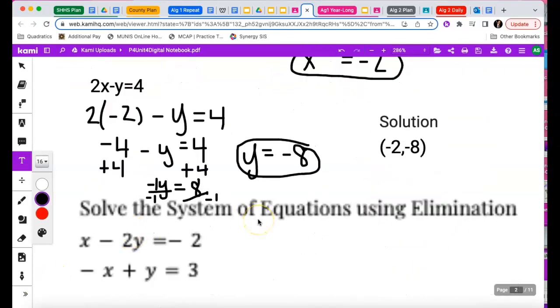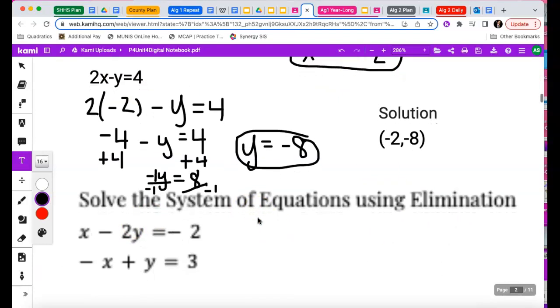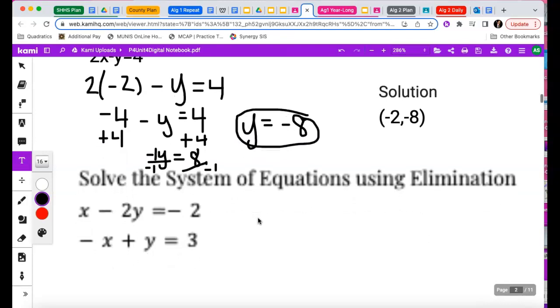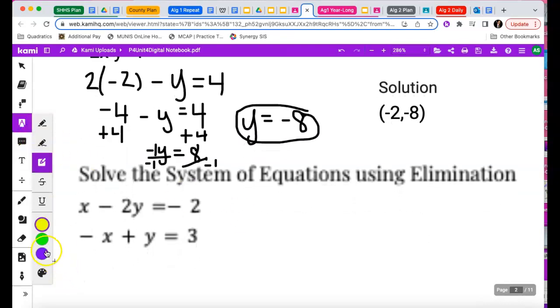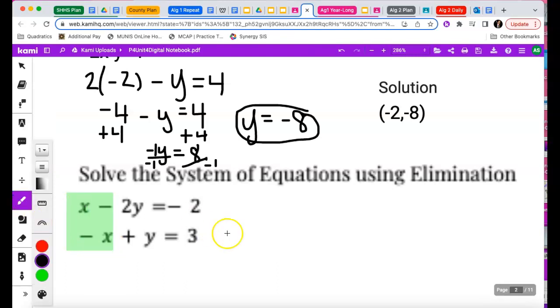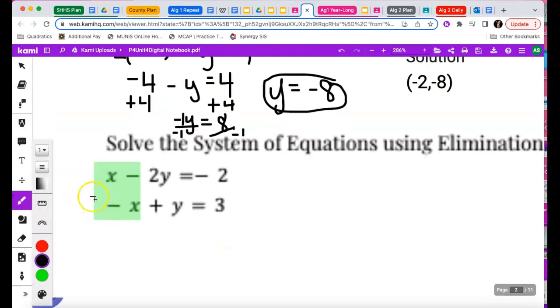All right, last example. So x minus 2y is equal to negative 2, and negative x plus y is equal to 3. So do you notice that the x and the negative x already have opposite signs? So we can go ahead and skip the first step. They're already opposite signs, so we don't need to multiply anything. So if they're opposites, we're going to add. So we can go straight to the adding part because they're already opposites.